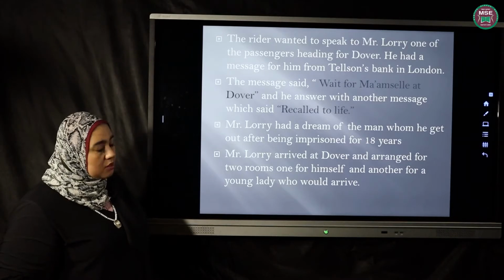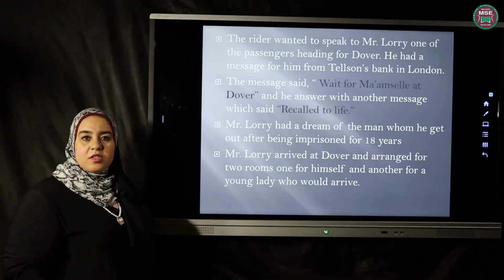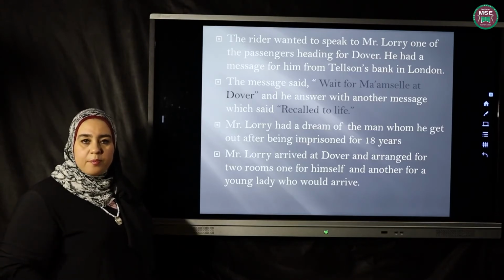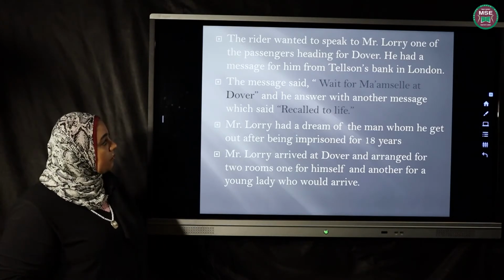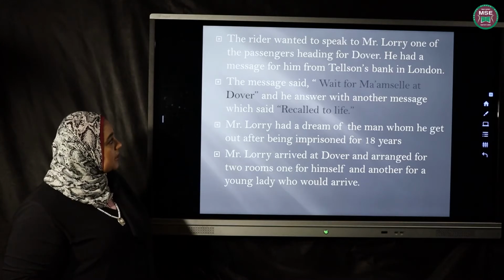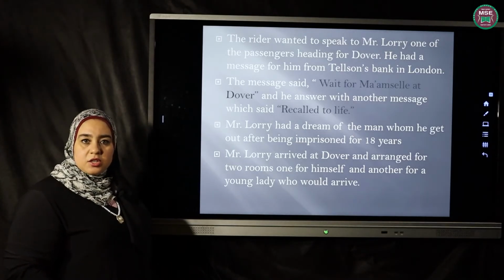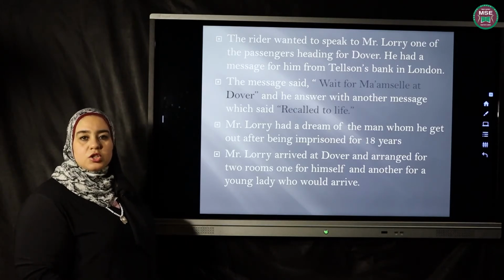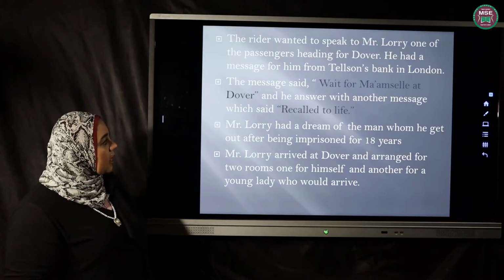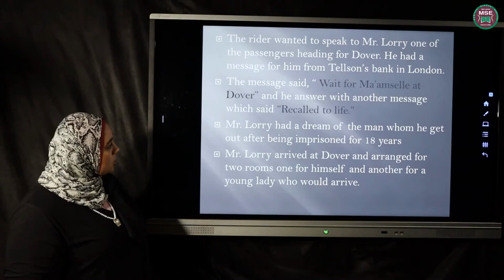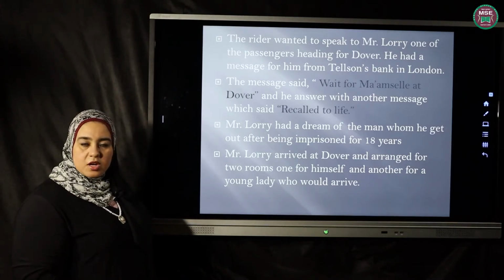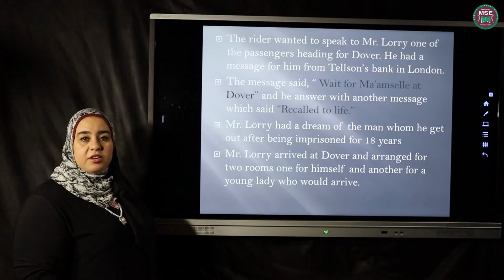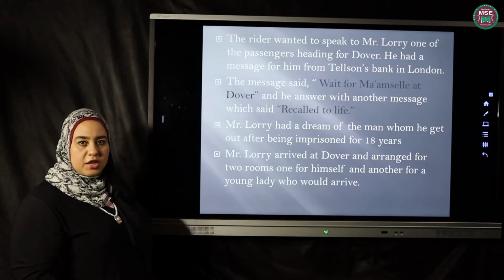Mr. Lorry made the rider read the message loudly so none of the other passengers felt annoyed or afraid. The message said, wait for Mademoiselle at Dover. The person he is going to wait for is Lucy Manette. And he answered with another message which said, recalled to life, which means return back to life. He means by this that Dr. Manette returned back to life after being imprisoned for 18 years.